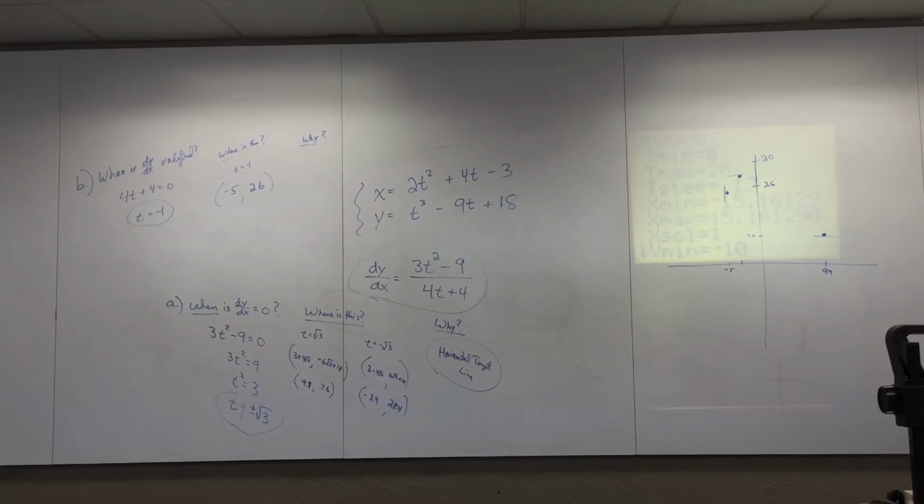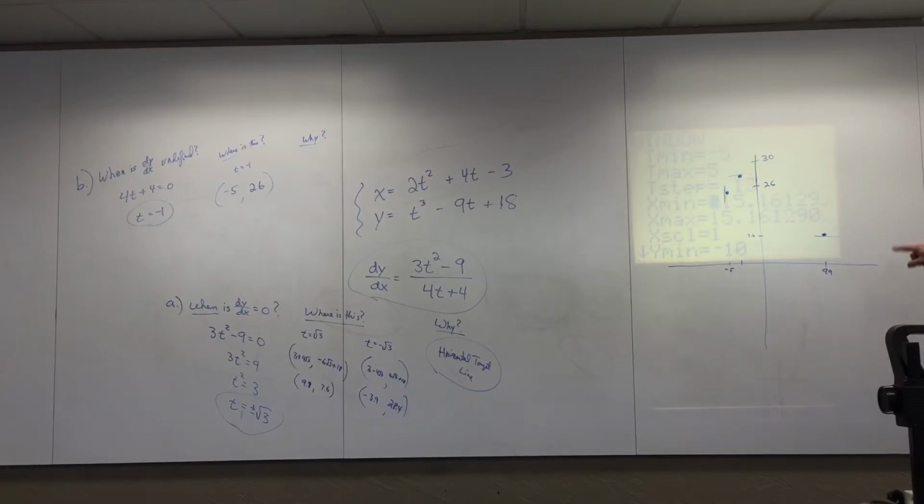First I'm going to go to my window. What were the important t's I found? Negative square root of 3, square root of 3, negative 1. So maybe negative 5 to 5 might be enough t's for me. I got a nice small t step.